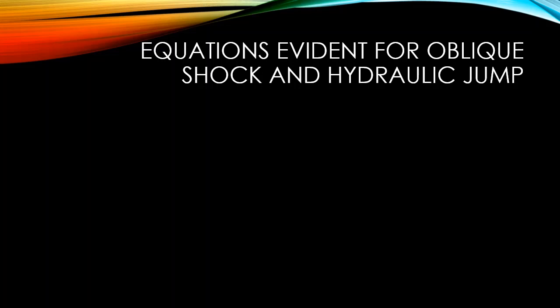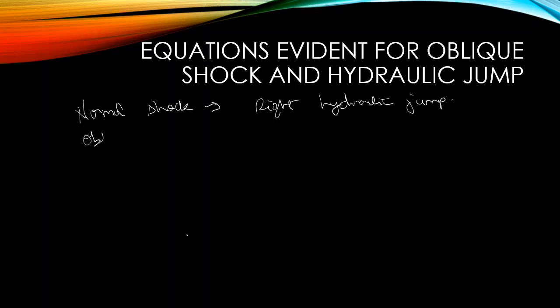So what are the equations for the slant hydraulic jump? There are basically two types of hydraulic jumps, right? One is the normal shock and the other is the oblique shock. First we will write for normal shock, which is nothing but the hydraulic jump. In the video we have the slant hydraulic jump, so it is nothing but the oblique shock.